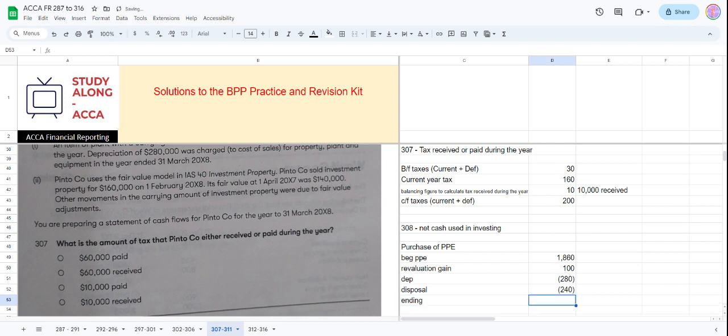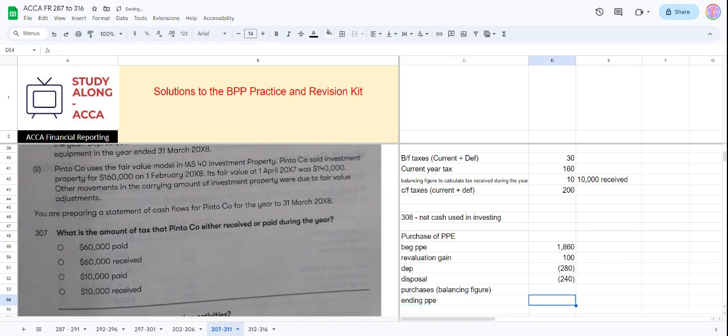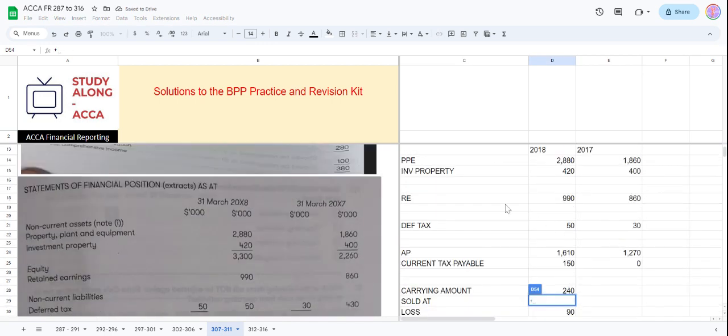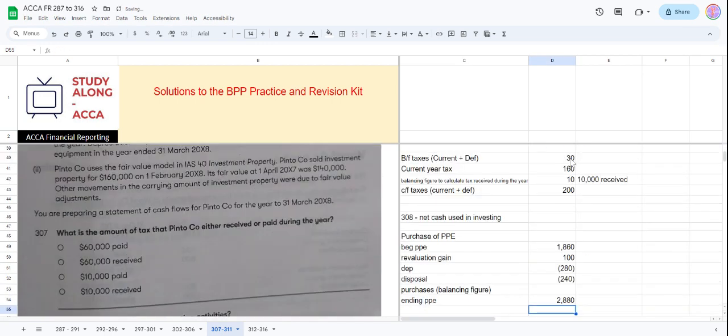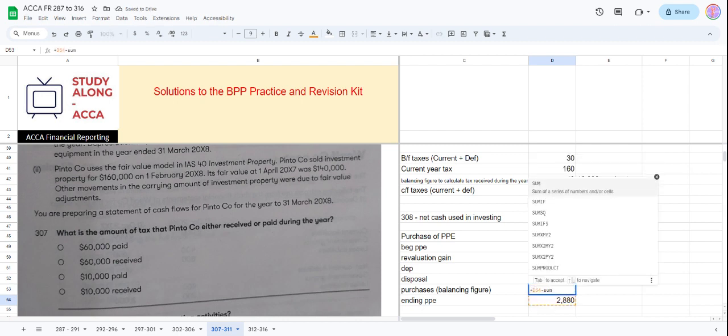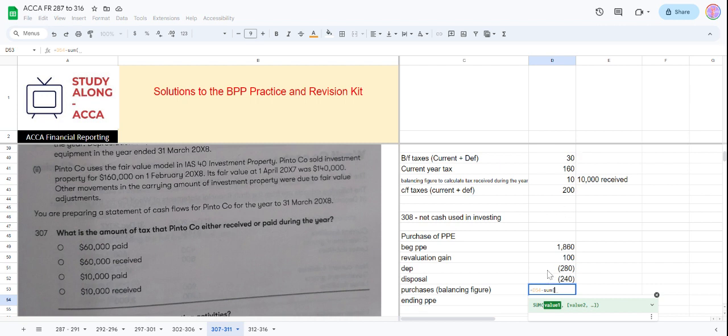How much is ending then? We should have some purchases that we don't know. That should be our balancing figure. The balancing figure will tell us how much we spent on acquiring the properties. And then the ending PPE is already given in the question. It is 2880. Okay. So we'll take this 2880 and then we will deduct all of this, from this to this.